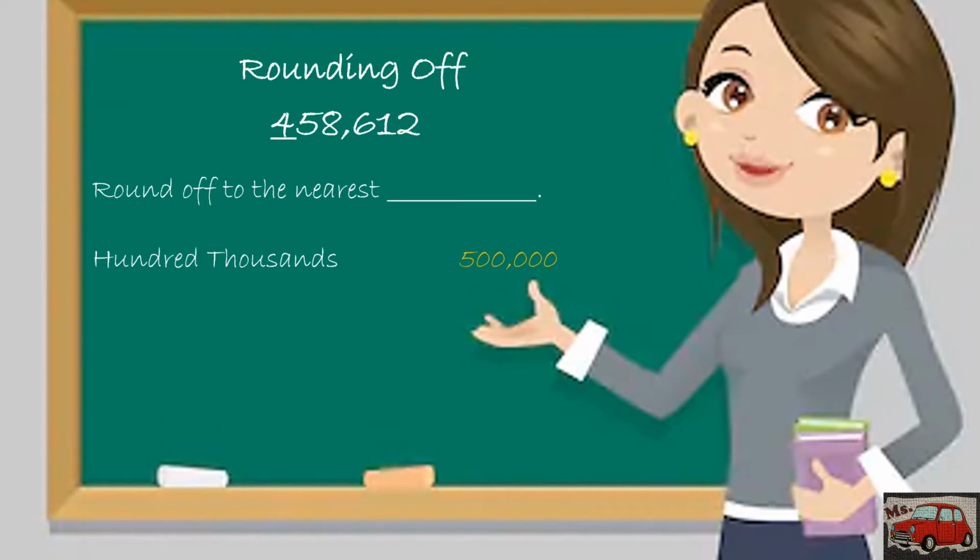Next, round off to the nearest 100,000s. So, our 100,000s dyan is 4. At ang katabi ni 4 is 5. Since equal siya sa 5, so magdadagdag tayo ng isa kay 4, so magiging 5 siya. So, when we round it off to the nearest 100,000s, it will become 500,000.